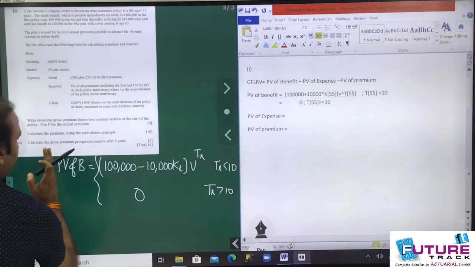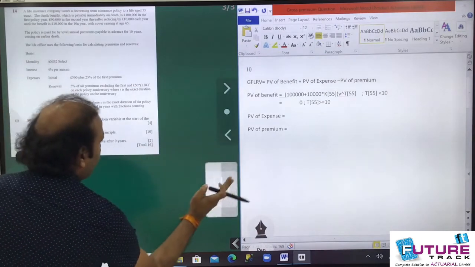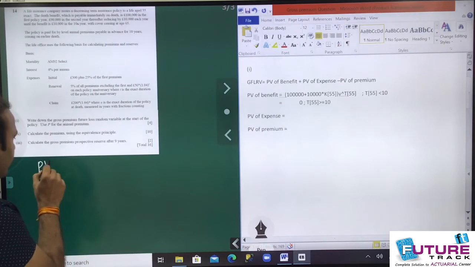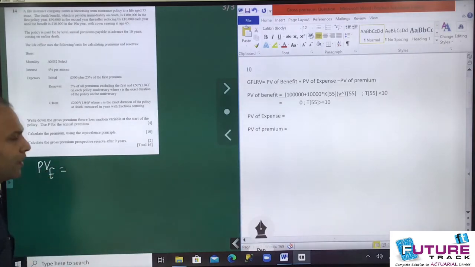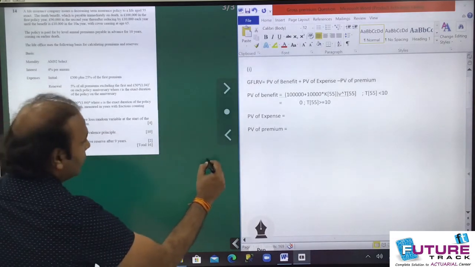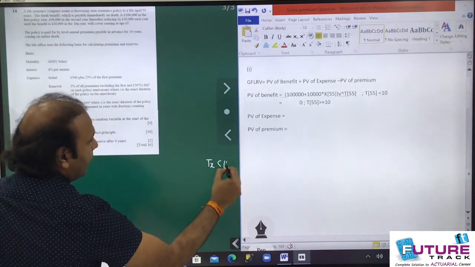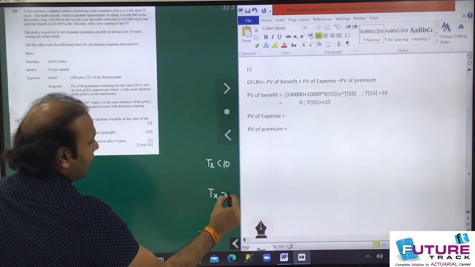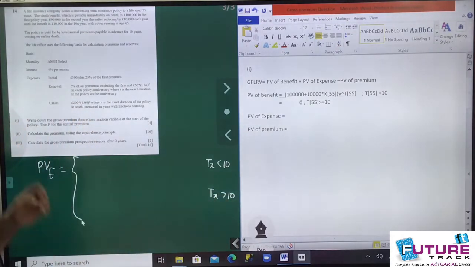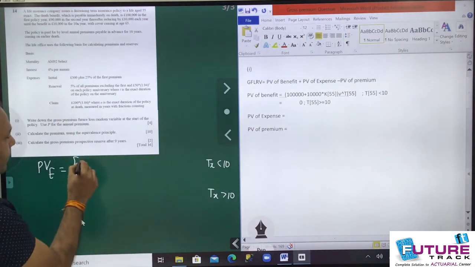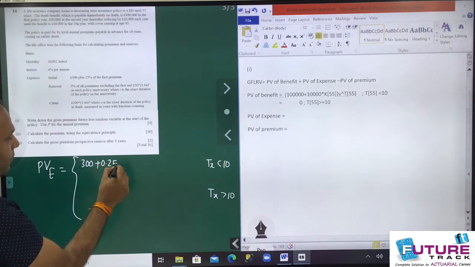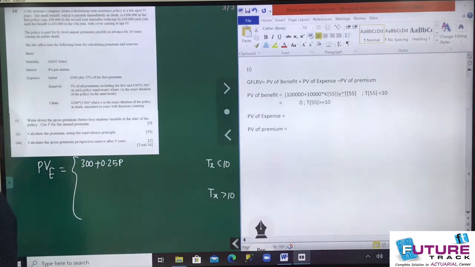Fine. So K_x v raised to power. Next is, let's see how to write present value of expense. Now we have given initial, I am writing in two ways. One, if the life die before 10, or one, if life survive. So 300 plus 25% of the premium will be there, 300 plus 25% of the premium, this is my initial expense, will be there.